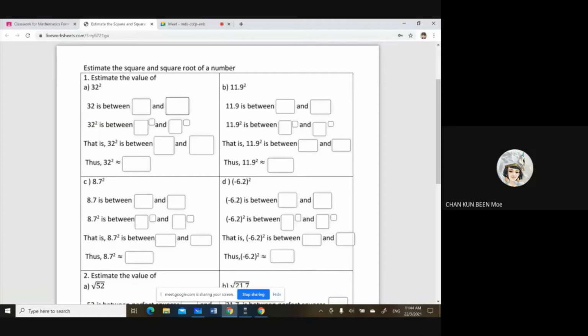Okay, estimate the value of 32 squared. So you determine 32 squared is in between what? This 32 involves the place value of 10, right? So you have to choose. I give you a hint: this one is 30 and 40. Correct. So everybody, fill in this right now.